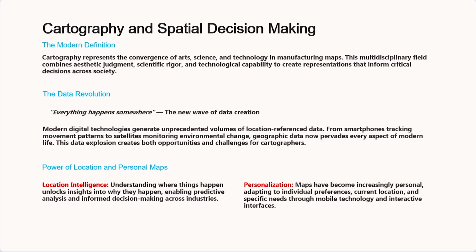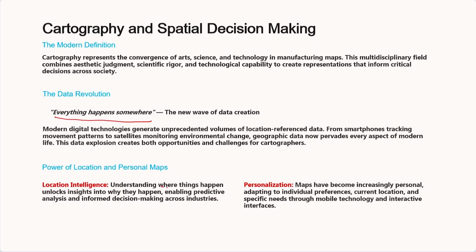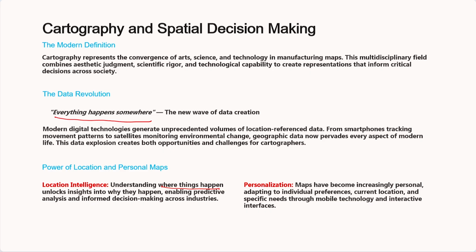So, the data revolution: everything happens somewhere. The new wave of data creation, that is the power of location. Now we have locational intelligence, like artificial intelligence, like business intelligence. Understanding where things happen unlocks insights into why they happen, enabling predictive analysis and informed decision making across industries. Why it happened, why it is happening, what will happen if it goes on like that. What can I do to minimize, mitigate or stop this particular problem? Your map is there, locational intelligence.